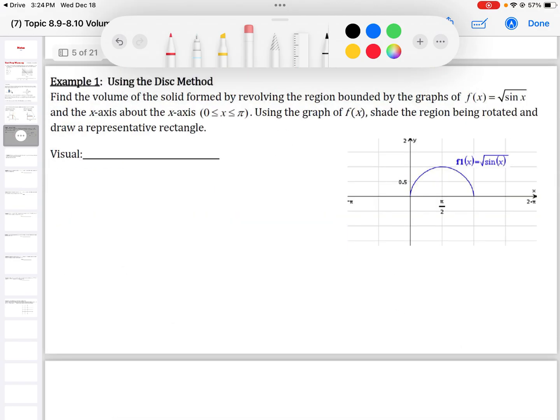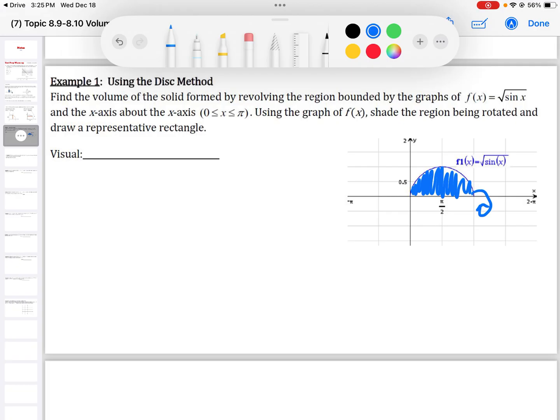And that's just to help you visualize what shape these are forming. All right, so it says, using the disk method, find the volume of the solid formed by revolving this region that we have. Take that whole region. I'm supposed to be coloring in, so I'm going to color this region, and I'm going to be rotating it around the x-axis from 0 to pi. So use the graph and the shade of the region to see what's going on.